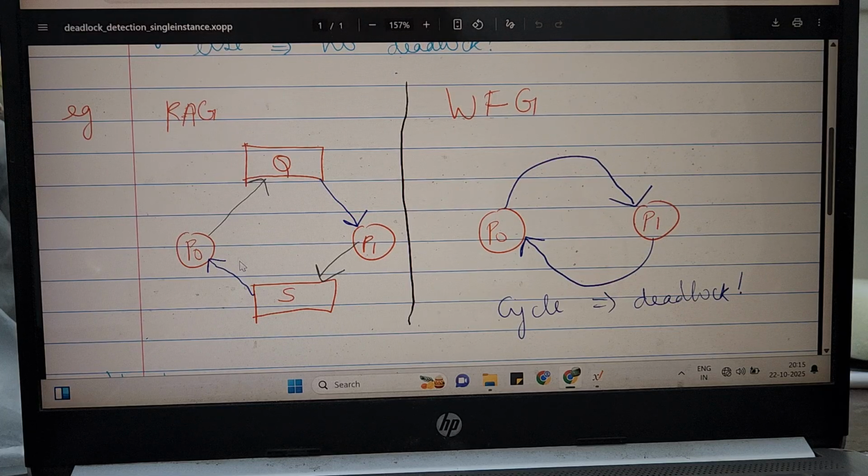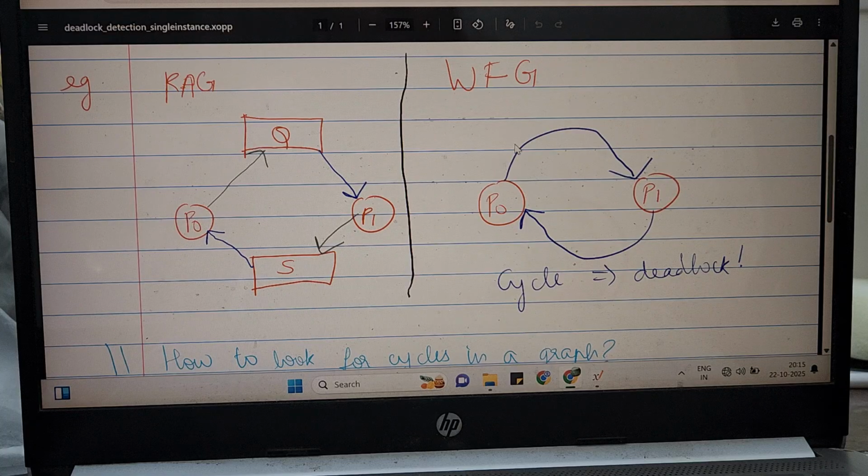So in that sense, P0 is dependent on P1 for some resource Q. Similarly, P1 is dependent on P0 for some resource S. That is exactly what we're depicting in the wait for graph. P0 is dependent on P1 and P1 is dependent on P0. We don't care which resource this dependency is about, right? It could be Q, it could be S, it could be R, it could be any resource for that matter. When we're talking about deadlocks, what we care about is which processes are dependent on which other processes.